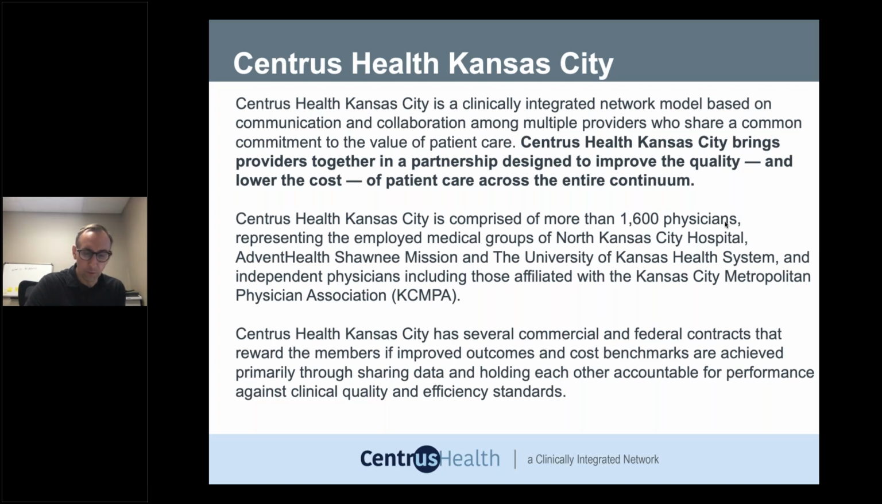Centris Health is comprised of more than 1,600 physicians and providers throughout the Kansas City region. This represents the employed medical groups of North Kansas City Hospital, Advent Shawnee Mission, and the University of Kansas Health System. There's also many affiliated independent physicians that are part of Centris Health, including those that are part of the Kansas City Metropolitan Physician Association, also known as KCMPA. Currently, Centris Health has major contracts in place with Blue KC, Aetna, and with Medicare through the Medicare Shared Savings ACO program.